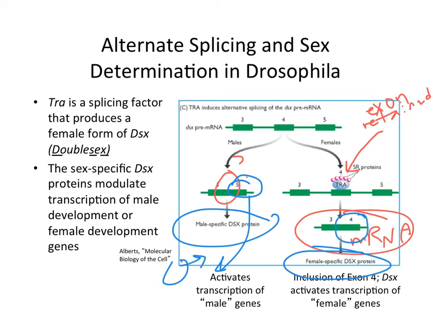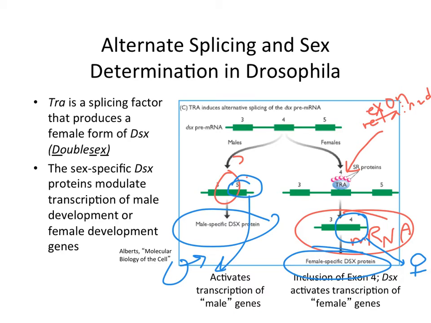And the other splice form, the one that's made in females, doesn't have exon 5, it's got exon 4 instead. And then those 2 proteins, male double-sex and female double-sex, go on and are actually involved in producing the actual differences between males and females. Differences in morphology, physiology, behavior, genitalia, all that.